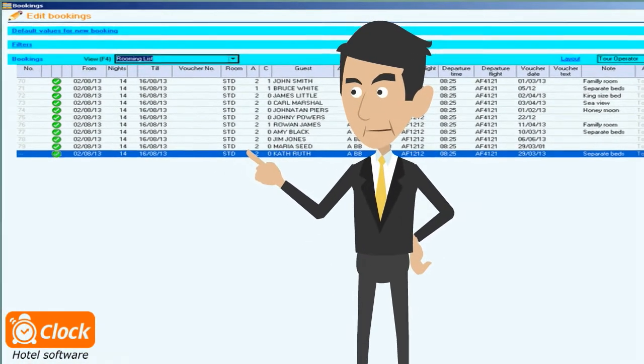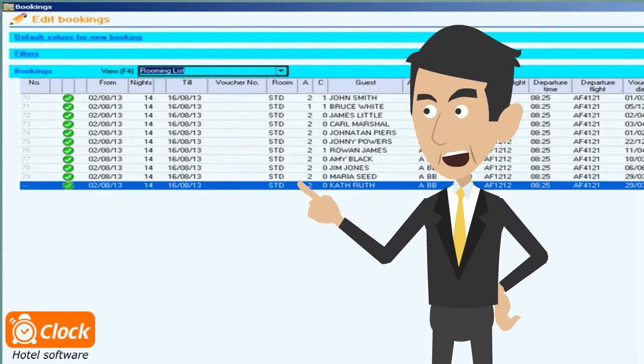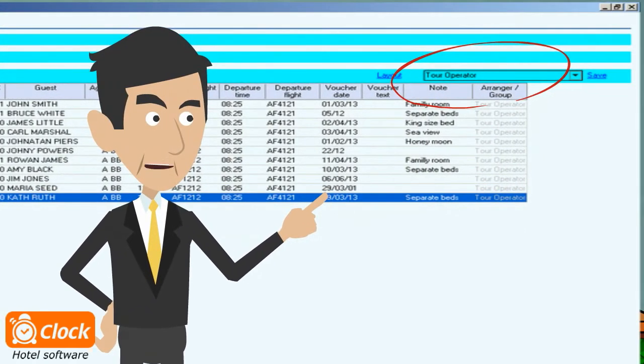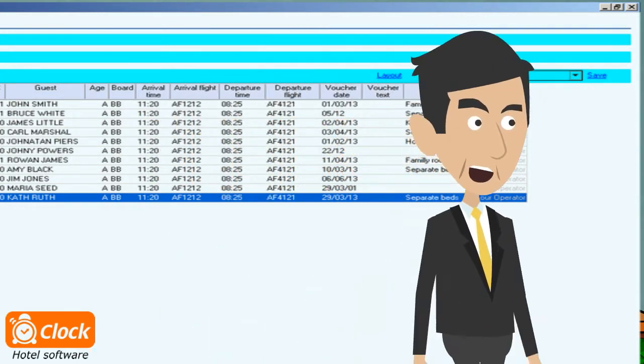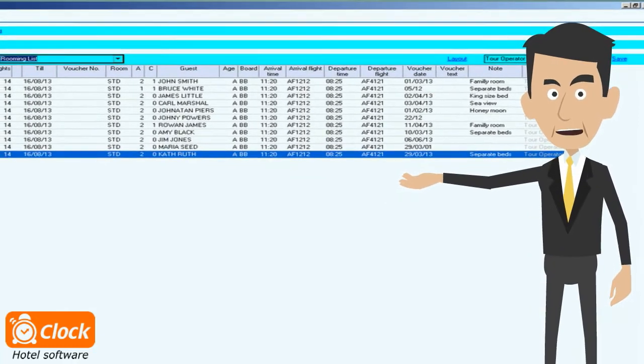The only data which has to be entered is the number of rooms, the number of adults and children in the rooms, their names, the package or board in the stay, and link the rooming list to the tour operator's profile. Extra information, like time of arrival, voucher number, or some notes can also be entered into the rooming list.